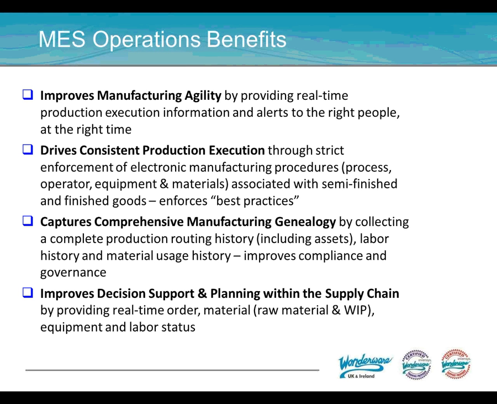Collecting the production routing history, labour history and material usage history, we're looking at track and trace manufacturing genealogy. As we've seen from recent reports in the press, being able to identify exactly what's gone into the product that you're making is extremely important. And finally, providing real-time order, material, equipment and labour status, so you know exactly what's happening in real time on the production floor. You can improve the decision support and planning within the supply chain.